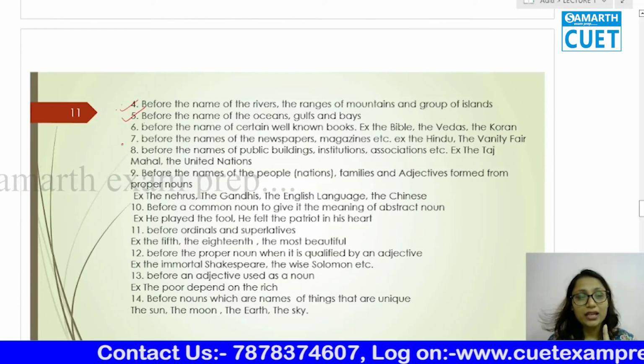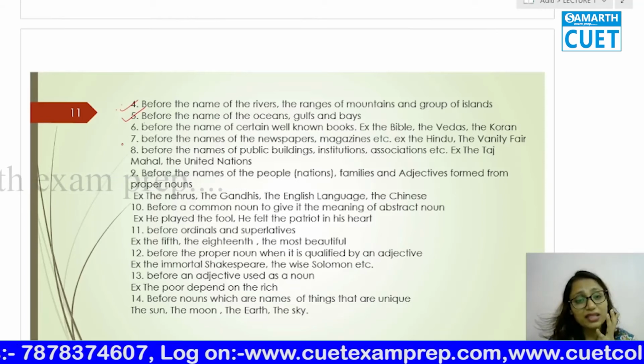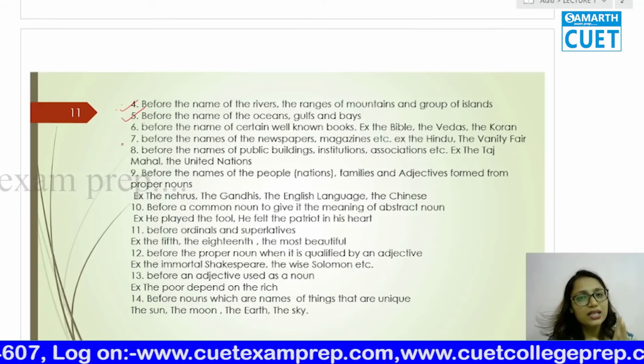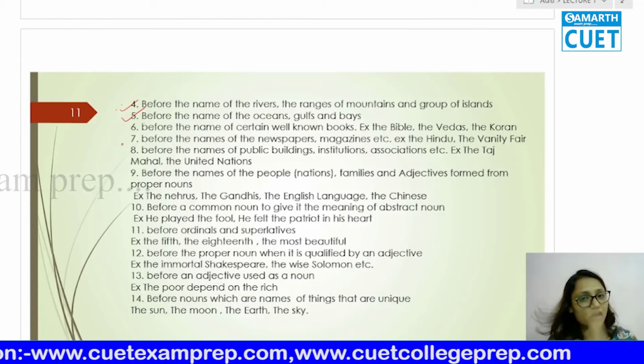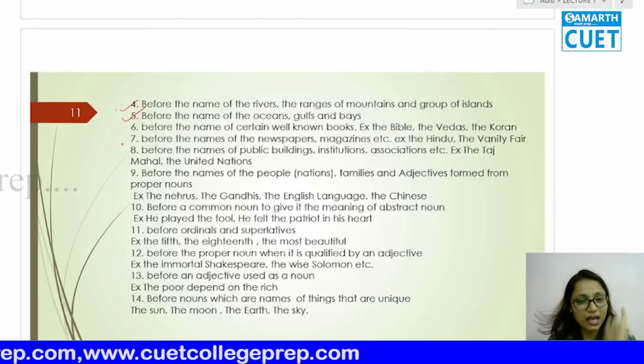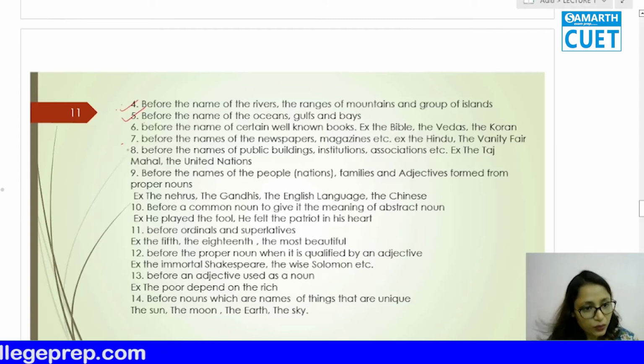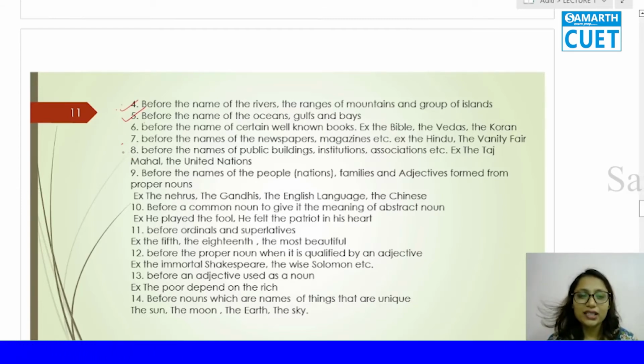Because this is the name. And Himalayas means there is only one Himalaya. The mountain range is Himalaya, that means the Himalayas. That means they are definite. We are not talking about just mountains, we are talking about the definite mountains which have been named Himalayas, or the river which has been named the Ganges. Before the names of public buildings like the Taj Mahal, the United Nations Organisation.